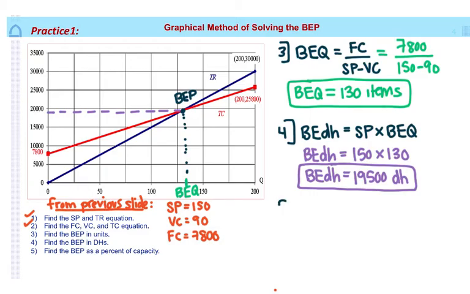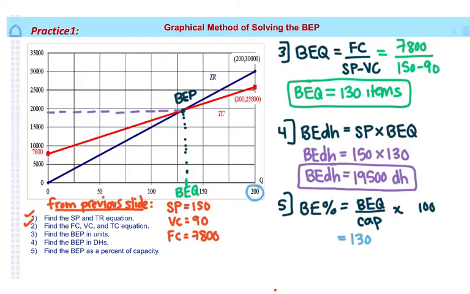Okay, the last question they're asking is find the break-even point as a percent of capacity. So take the break-even quantity we already found, divide by the capacity, then you're going to multiply by 100 to get a percent. So let's do that. The break-even quantity we found is 130. The capacity is the end of the graph. That's the maximum that we could possibly sell.